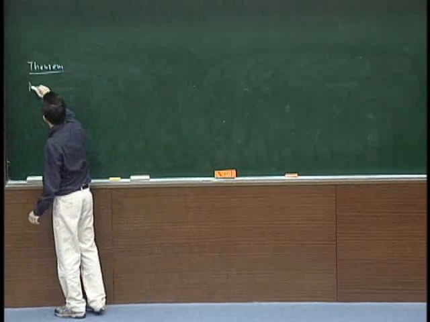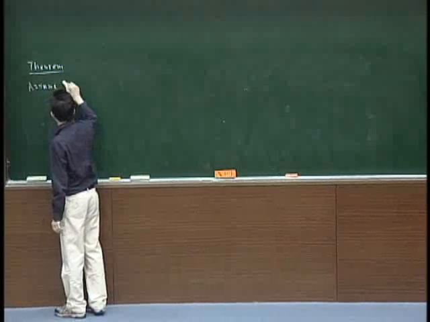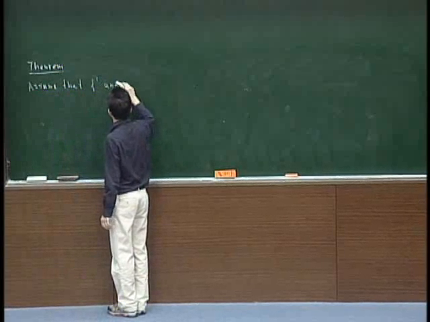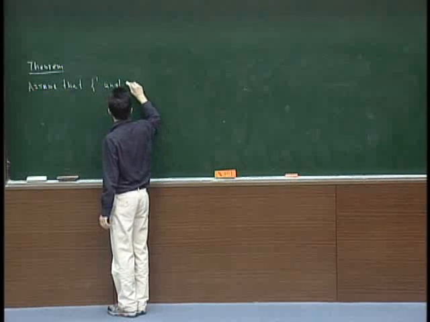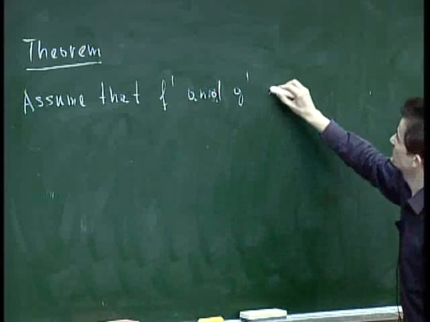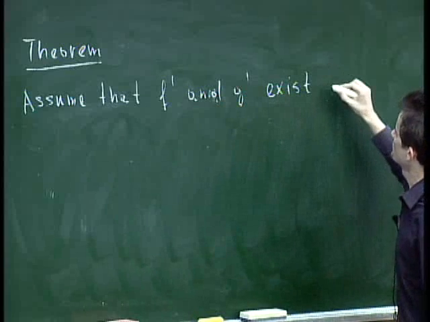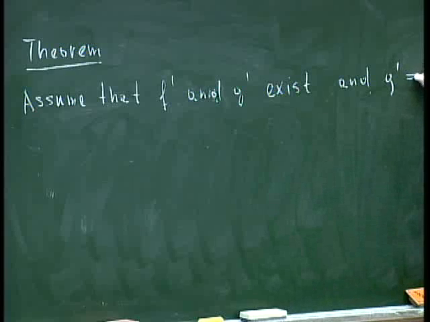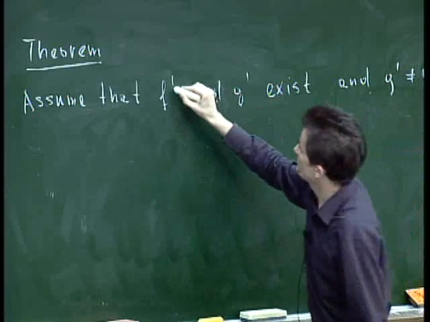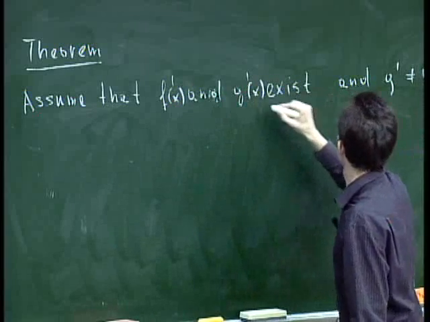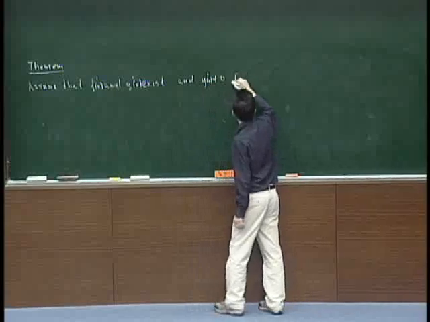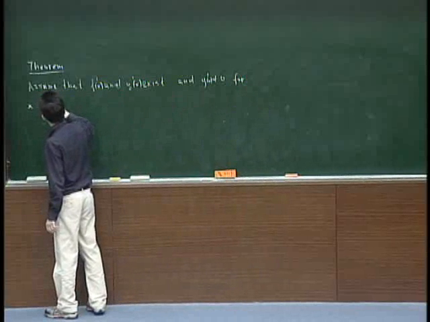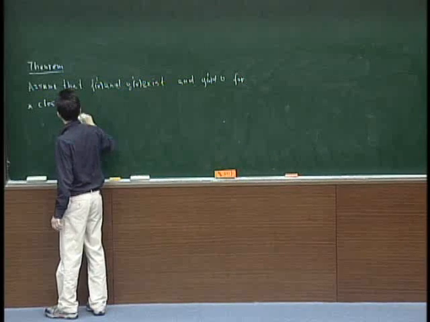Okay, so there are assumptions. Assume that the derivative of f and the derivative of g exist, and the derivative of g is not equal to 0. So maybe I should add here, for all x close to a.